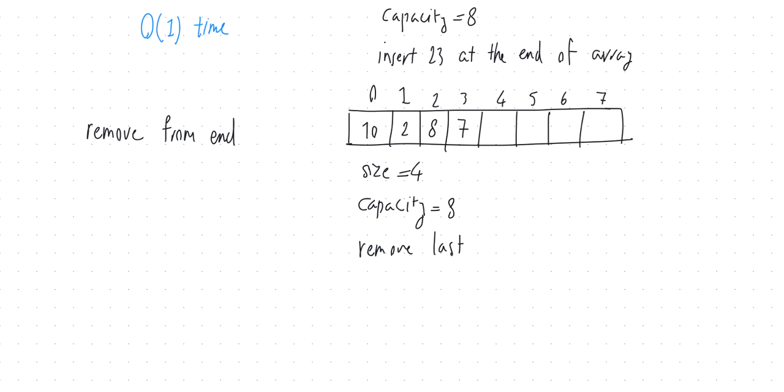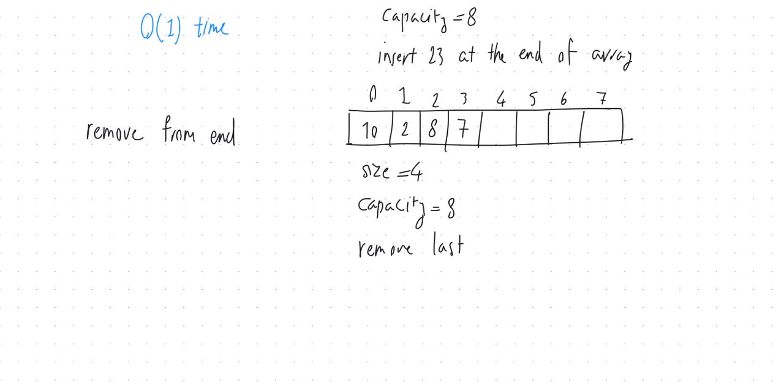So what do we do? Technically, you don't need to do anything to the array because even though I'm not writing anything here, if you've used C++ before, you know that there are some garbage values in the other locations as well. So how do we know that these are garbage, but this is actual data? Is by looking at the size.